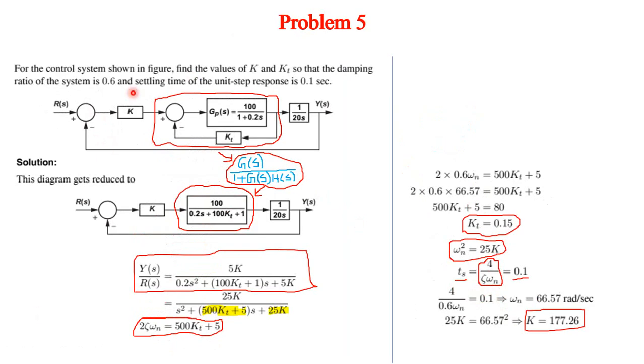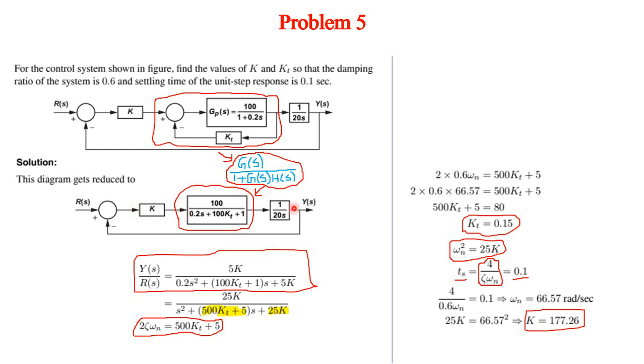In problem 5, the last problem, for the control system shown in the figure, find the values of K and Kt so that the damping ratio of the system is 0.6 and the settling time is 0.1 second. They have given the system. This is an inner loop. This is your G of s, this is H of s. We use the closed loop transfer function formula, G of s by 1 plus G of s H of s. If we simplify, we will get this relation.